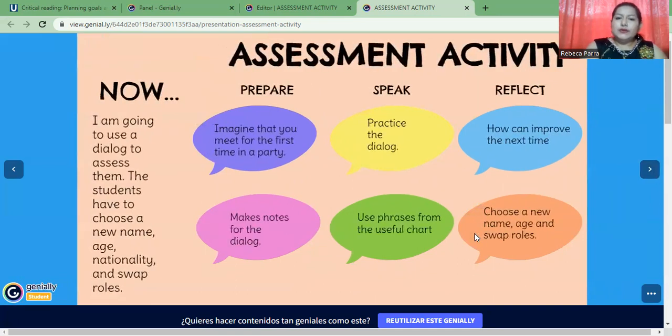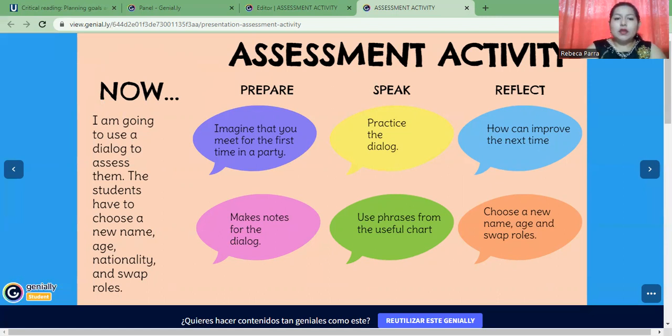Okay, now I'm going to use the following activities to assess them. The students have to choose a new name, age, nationality, and squad roles to develop this activity. For this, I'm going to use a dialogue to assess them. First, the students have to imagine that they meet for the first time at a party. Second, they have to practice the dialogue.